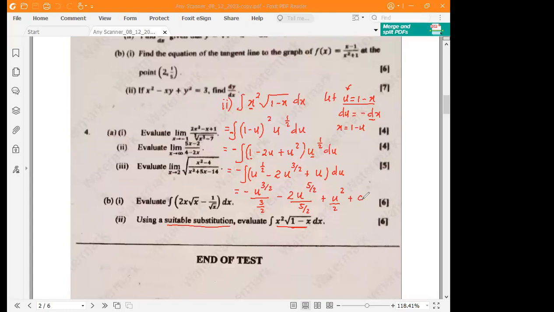Then you go back. What was your u? Wherever there is u, it's back. What was u? It was 1 minus x. So 1 minus x to the 3 over 2 over 3 over 2, minus 2 times 1 minus x to the 5 over 2 over 5 over 2, plus 1 minus x squared over 2, plus c.